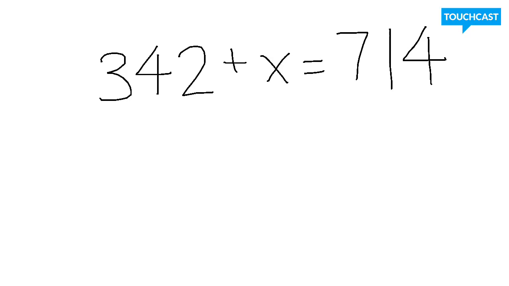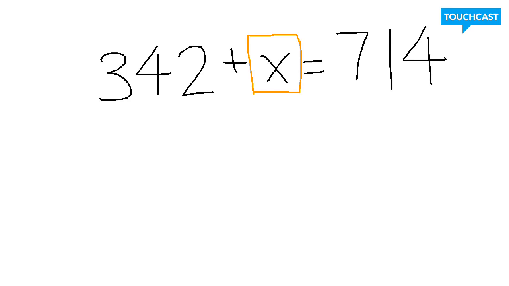We're here to teach you how to solve for a missing number, especially with addition and subtraction equations. So let's go ahead and take a look at number 1. Number 1 says 342 plus x equals 714. Remember that you are solving for x. What value of x do you need to make this equation true? Pause this video now and solve.